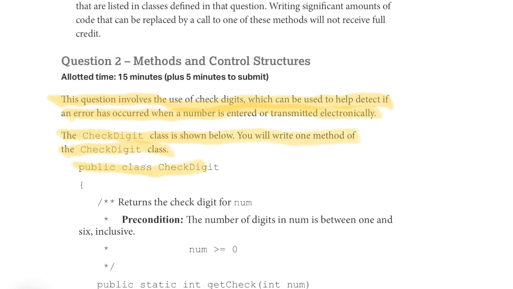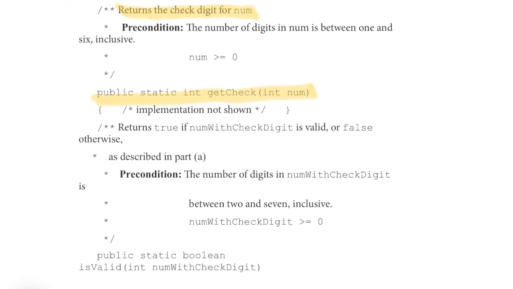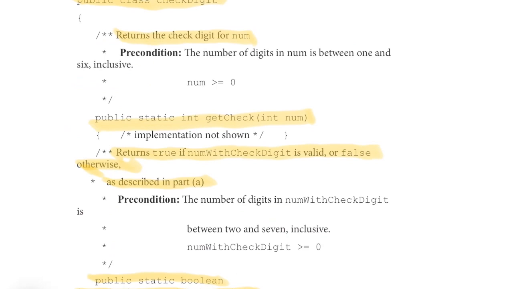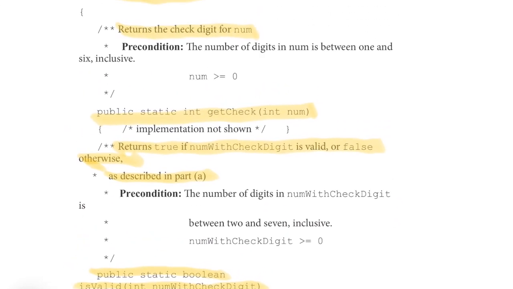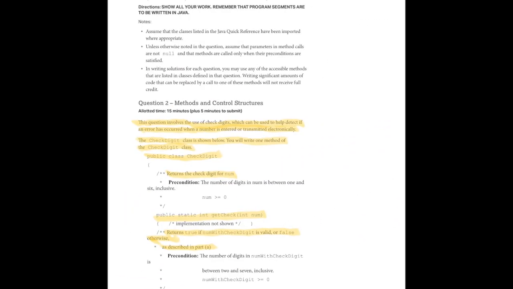Public class CheckDigit, public static int getCheck(int num) returns the check digit for num. Then public static boolean isValid(int numWithCheckDigit) returns true if numWithCheckDigit is valid or false otherwise, as described in part A, which we haven't gotten to yet. So let's look at that. I believe that's going to be the next page.